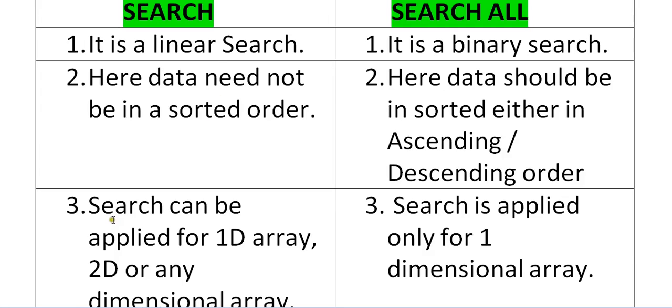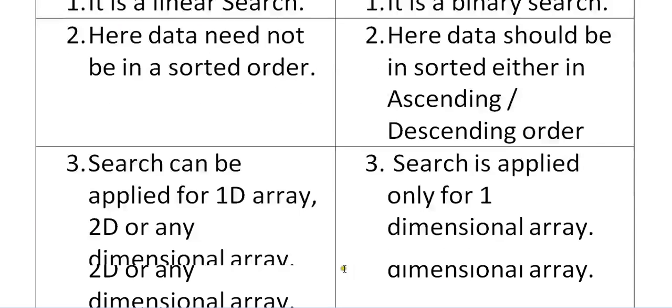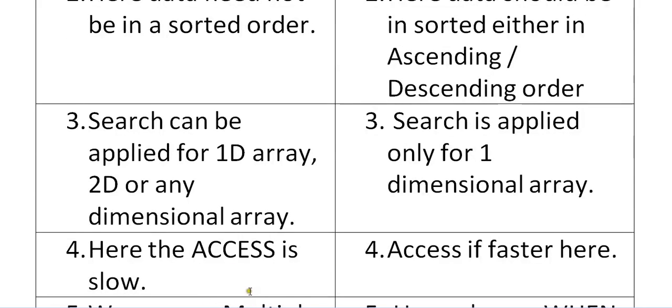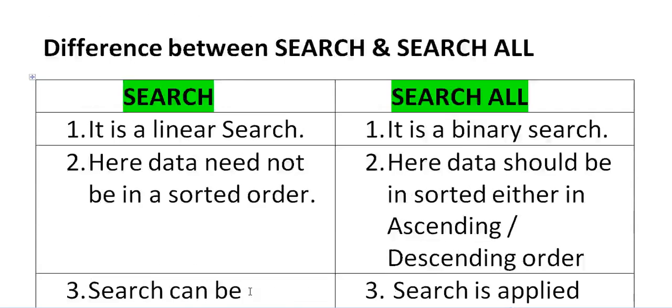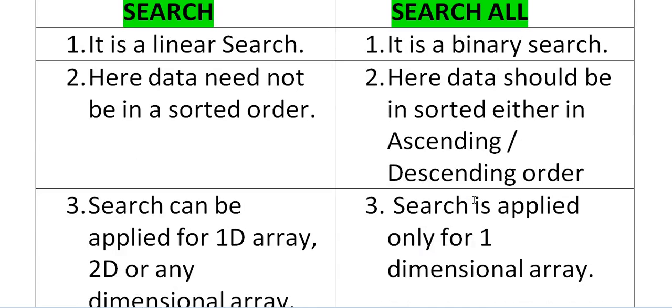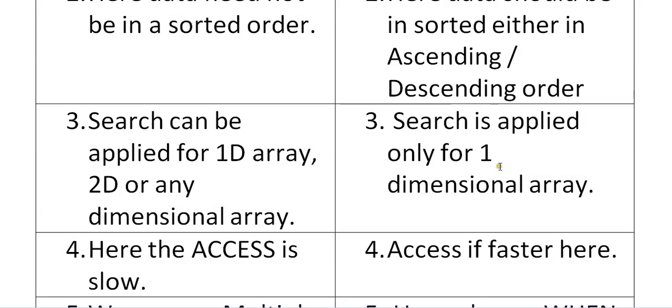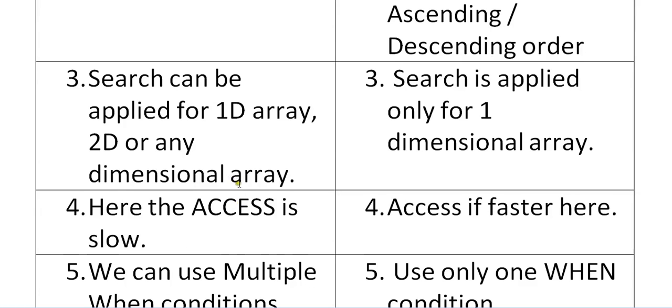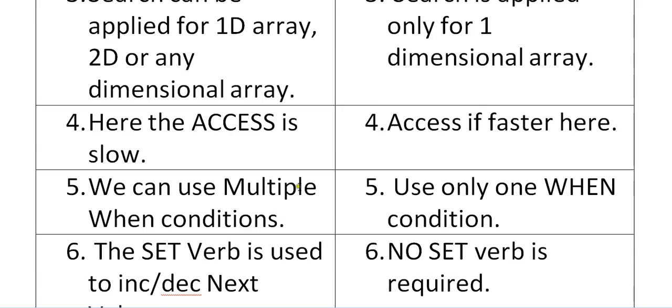Coming to search, it can be applied to a one-dimensional array, two-dimensional array, or multi-dimensional array, whereas search all is strictly for a one-dimensional array. Here the access is a little bit slow compared to search all. Search all is faster than search. Why? Because the data is already sorted, either in ascending or descending order, which makes the search faster.